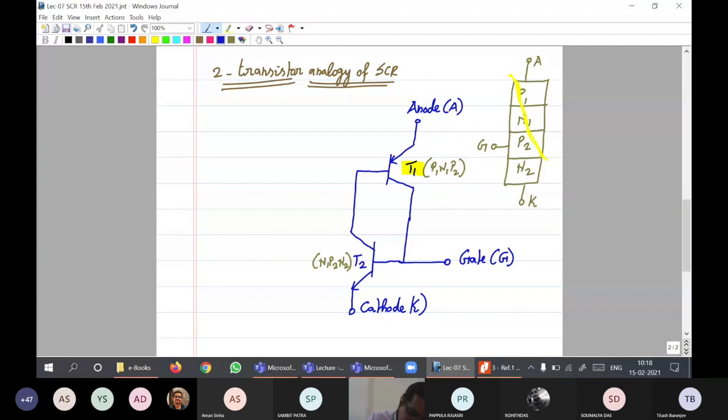So the first step that happens is a positive gate pulse of sufficient amplitude and time duration. Before that, of course, anode to cathode must be forward biased. I didn't mention that because that is a default statement. Now we are discussing the turn on process, which I will also write: turn on of SCR. So the first step obviously is that anode to cathode must be forward biased.